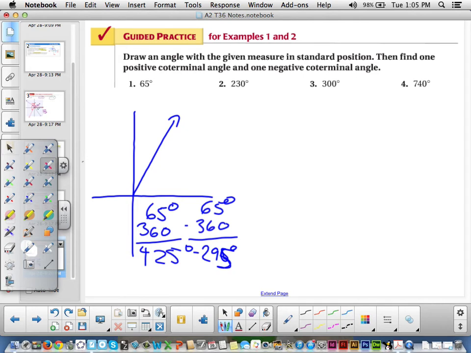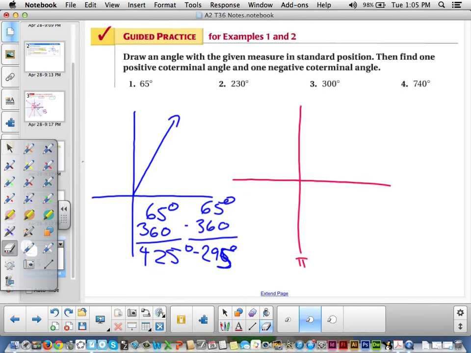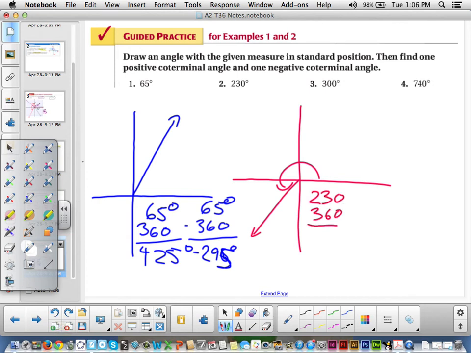230, we draw that. That's not quite to the third boundary, and it's a little bit past the second boundary. So that'd be about 40 away here. That's 230. We will add 360 to get the positive coterminal, and we'll subtract 360 to get the negative coterminal angle.